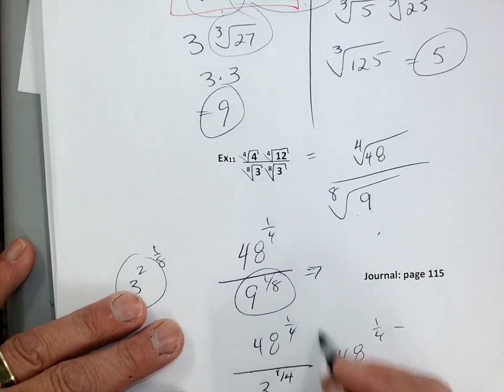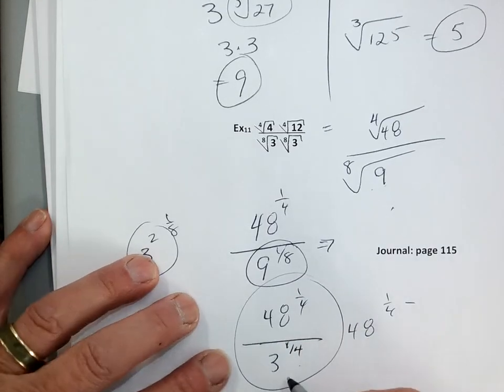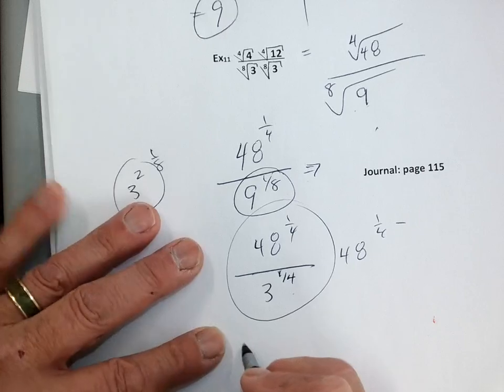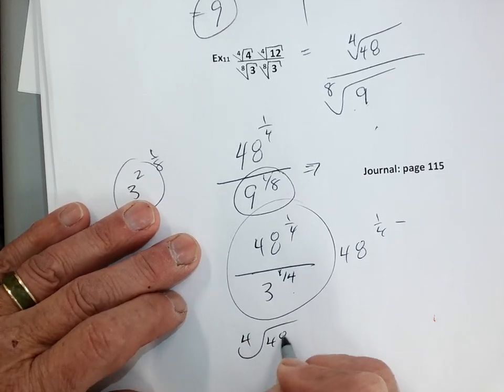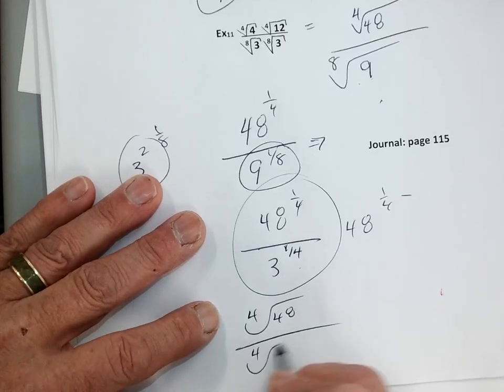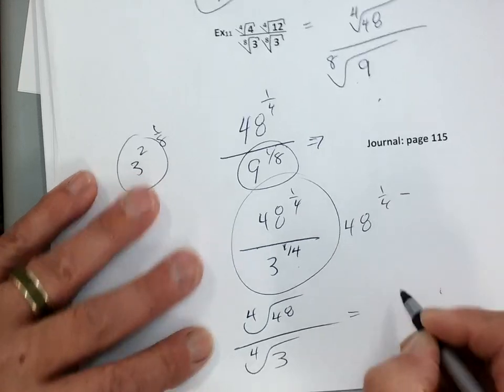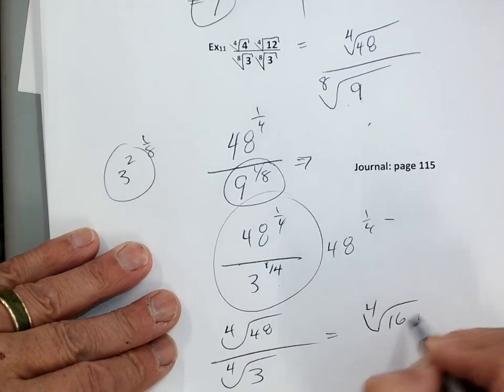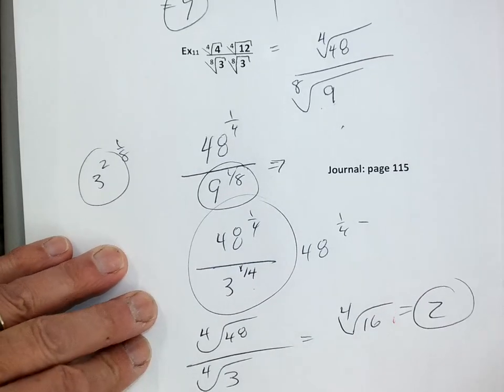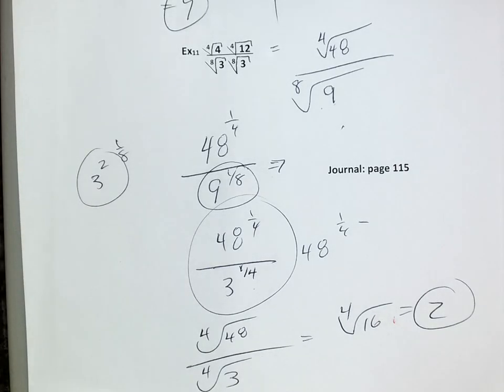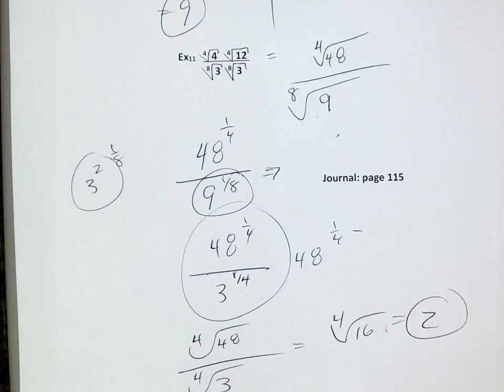Okay, I'm getting somewhere, because then I've got the same exponents, so I can probably divide these. That's like the 4th root of 48 over the 4th root of 3, which I think is the 4th root of 16. Oh, wait a minute, that's 2, because 2 times 2 times 2 times 2, what do you know? There you have it.